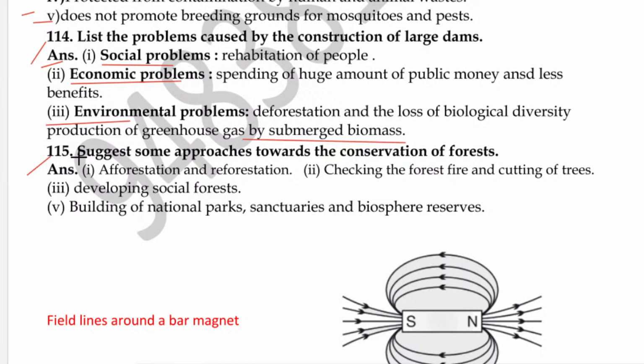Next question. Suggest some approaches towards the conservation of forests. Number one, afforestation and reforestation. Number two, checking the forest fire and cutting of trees. Number three, developing social forests. Number four, building of national parks, sanctuaries and biosphere reserves. These are some of the approaches towards the conservation of forests.